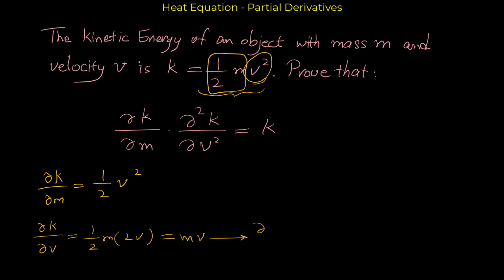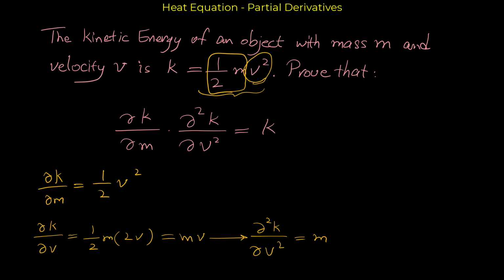From this we have to take the derivative again with respect to v to find the second partial derivative. The derivative of mv with respect to v would be only m. Like the derivative of mx with respect to x is m. So the derivative of mv with respect to v is m.